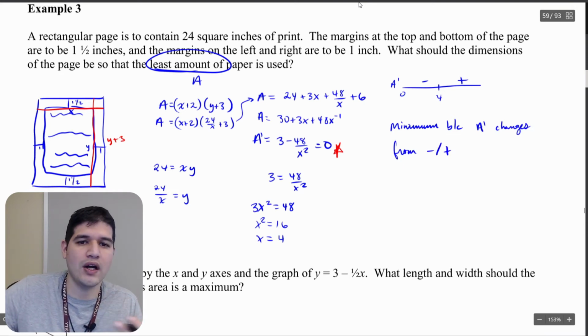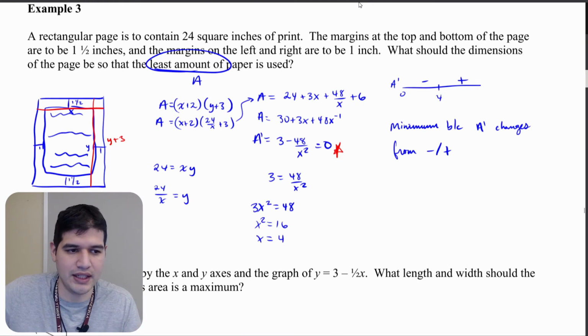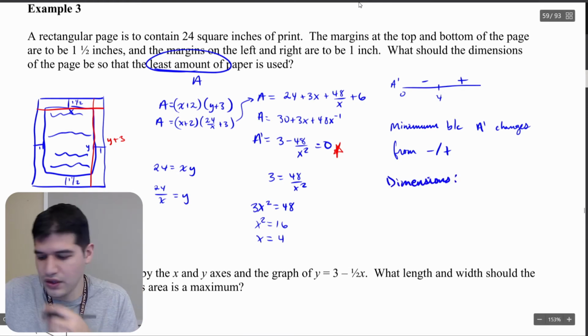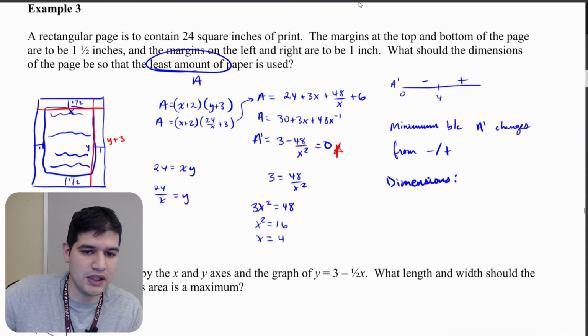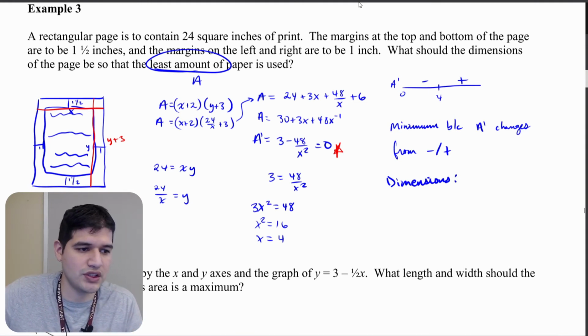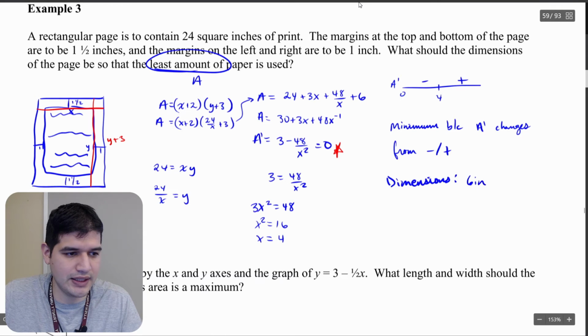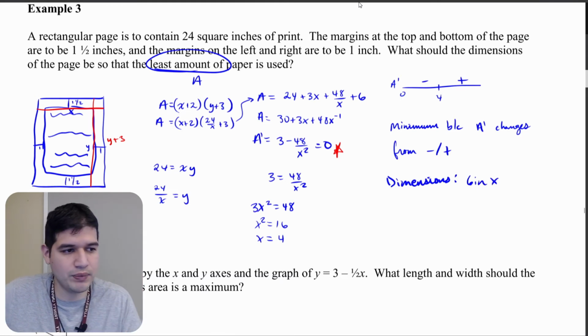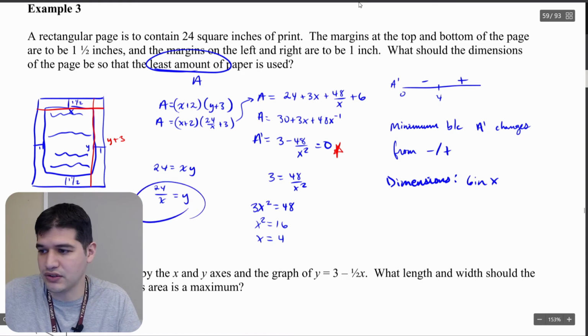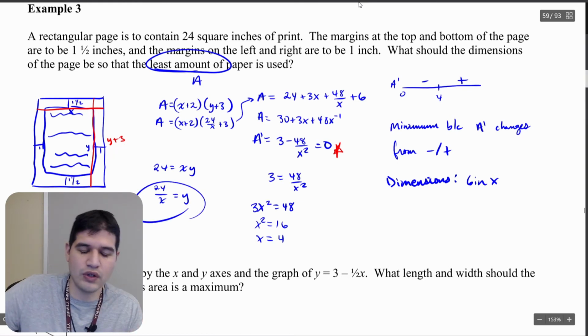So now what are the dimensions of the page? Well, I have X plus 2 there. So that's 4 plus 2, which is going to be 6 inches. And then we need to figure out what Y is. So I'm going to use this equation that's right here. Using this equation, I know 24 divided by X.